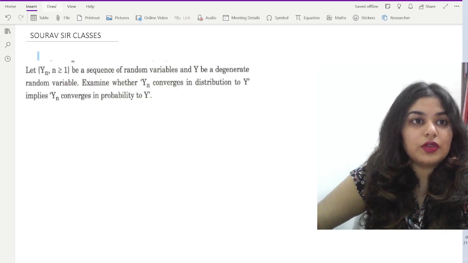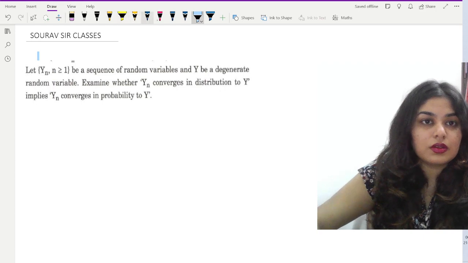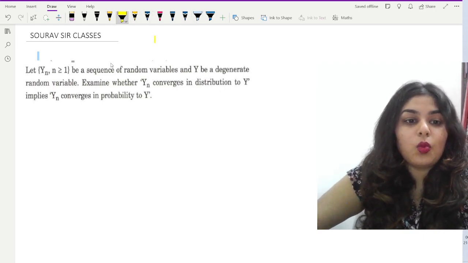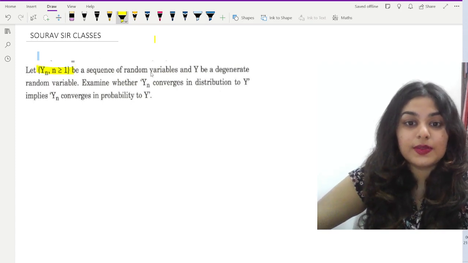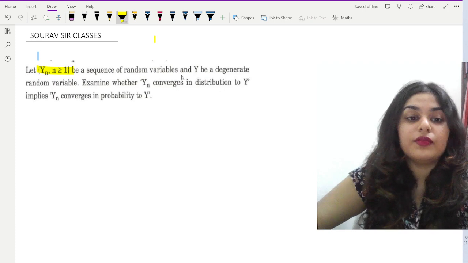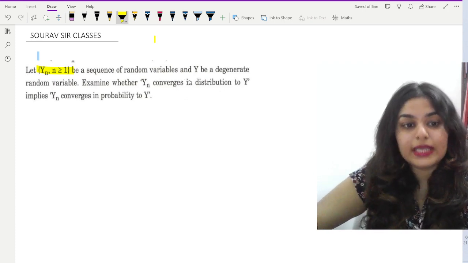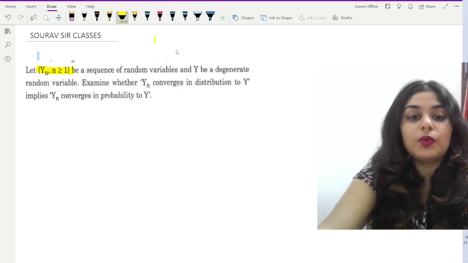So the question in front of you reads as follows. It is given that let Yn, n greater than or equal to 1, be a sequence of random variables and Y be a degenerate random variable. Examine whether Yn converges in distribution to Y implies Yn converges in probability to Y.